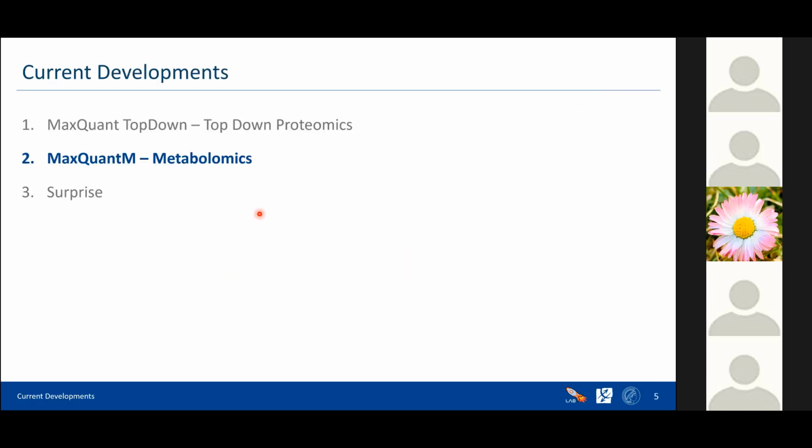So that's top-down. And then we're going to continue with metabolomics. Also about that, many people were asking already. It was mentioned that it would be really nice to combine this with proteomics. Of course, that's something we would like to do, and we are working on it. So this software will be called MaxQuant M, for metabolomics, obviously.